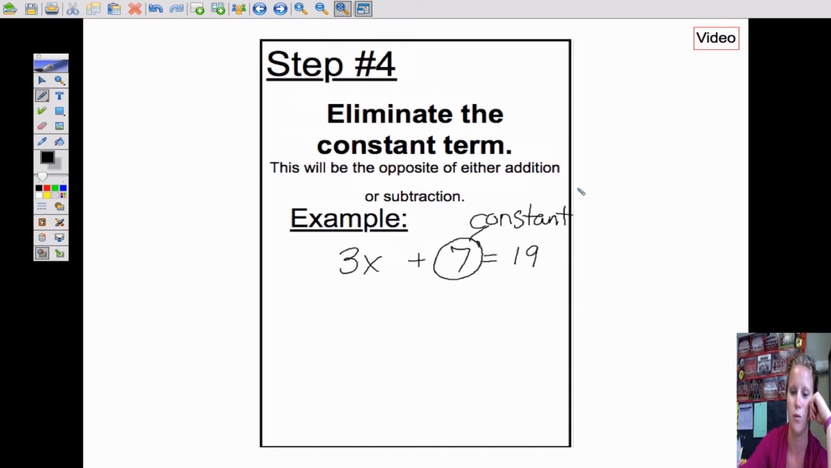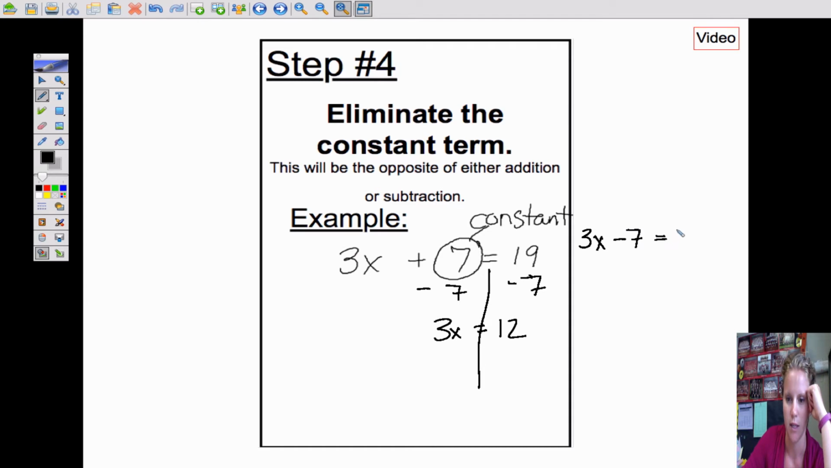So we're going to remove that by either adding or subtracting. So in this case, I would subtract 7 from both sides of my equation. And I'd have 3x equals 12. I might have to add 7. So if this was 3x minus 7 equals 19, I would have to add 7 to get rid of it. So I could add 7 to both sides. And I'd have 3x equals 26.